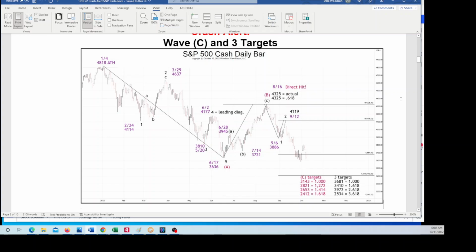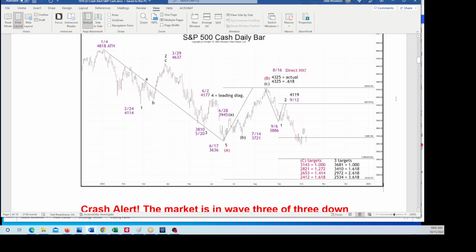And I've traded crashes. I was actually not a trader, but an investor back in 1987, but all of them: 2000, 2007, 1997, 1998, all that stuff.